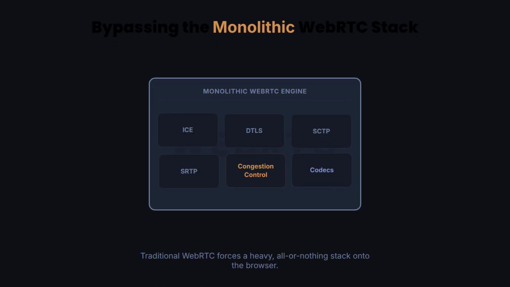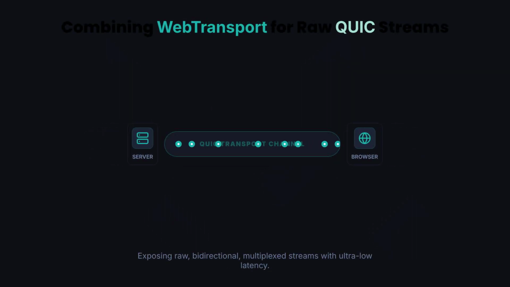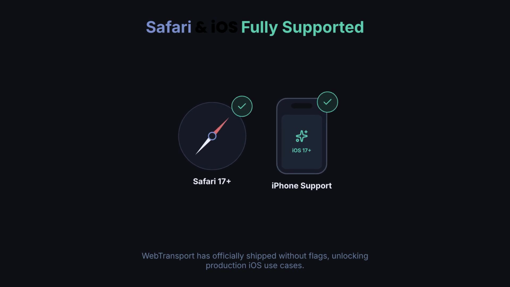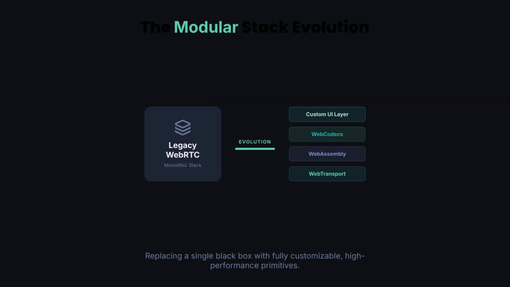While WHIP makes things easier, some developers are trying to bypass the heavy, monolithic WebRTC stack entirely. This is the unbundling of WebRTC. By combining WebTransport, which exposes raw, lightning-fast QUIC streams to the browser, with hardware-accelerated WebCodecs and WebAssembly, you can now build your own custom, lightweight media engine. Now that Safari has shipped WebTransport without flags, iOS is fully supported. Critics argue WebRTC's internal congestion control is a black box that gives developers zero control, and that this new modular approach will eventually replace WebRTC entirely.